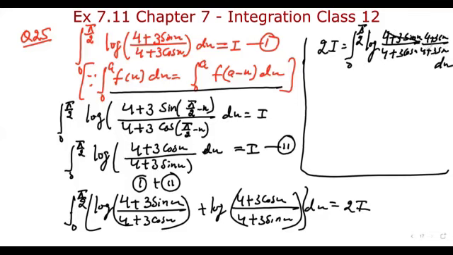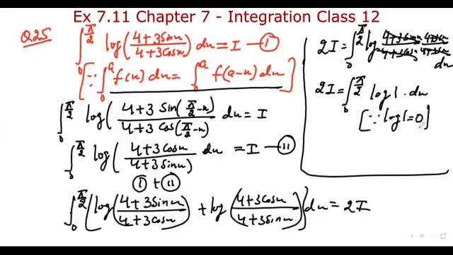अब देखो 4 plus 3 sin x कट गया, 4 plus 3 cos x कट गया. So this is 2I and this is 0 to pi by 2, log 1 into dx. And we know log 1 is 0. Very important. So 2I is equal to 0 and the answer is 0.